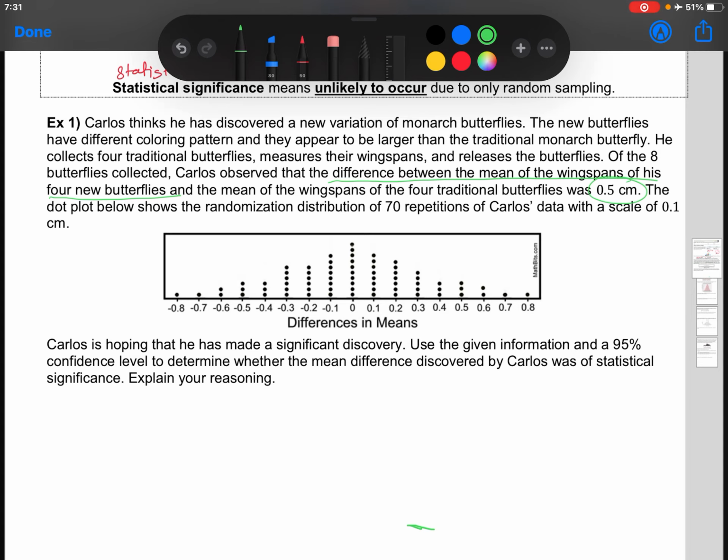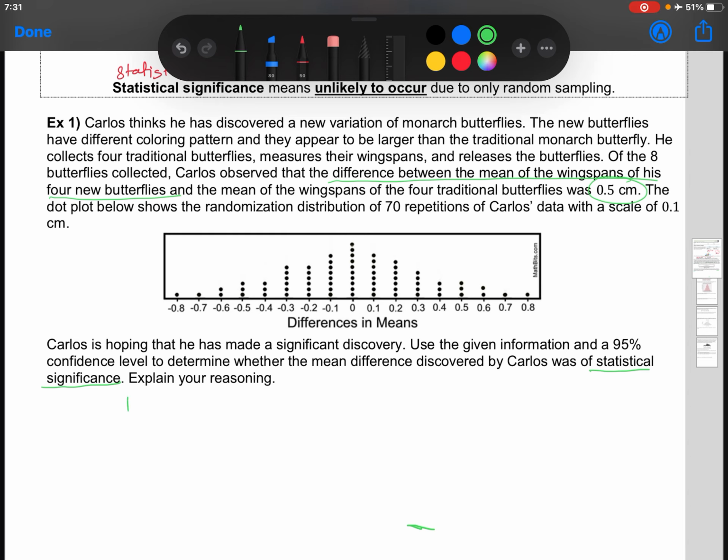It's saying Carlos is hoping that he has made a significant discovery. Use the information in a 95% confidence level. Determine whether the mean difference discovered by Carlos was of statistical significance. That means it's unlikely to happen. It means we are looking at the ends, to see whether it lies in the 2.5% on either side, okay? So explain your reasoning.